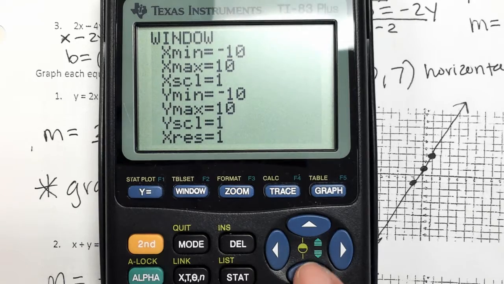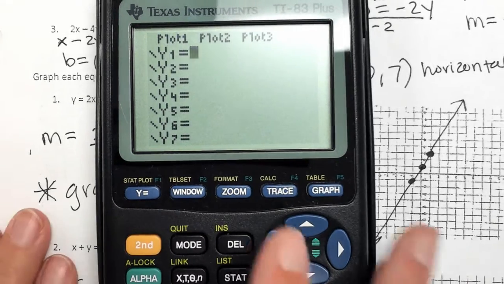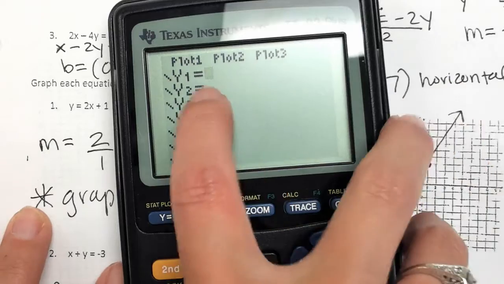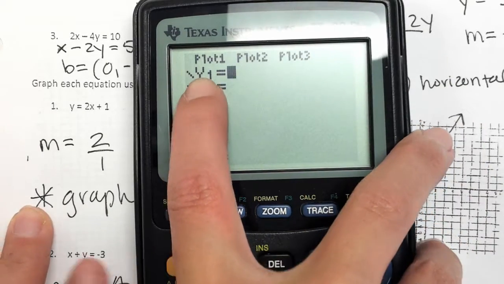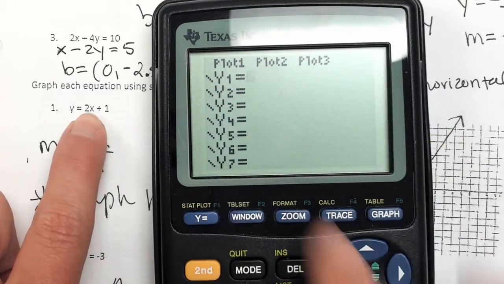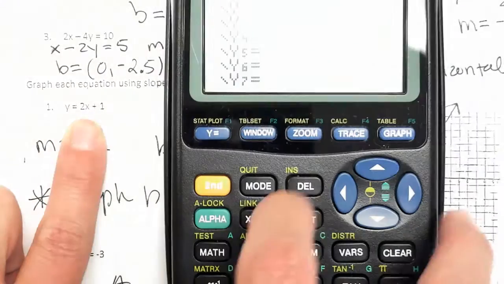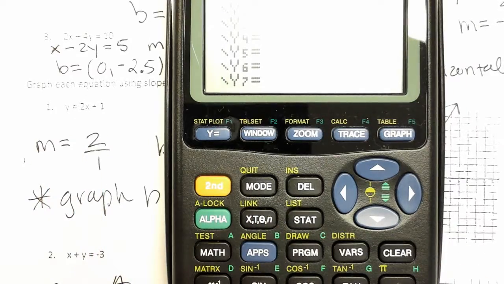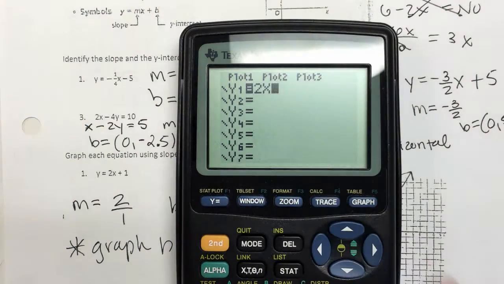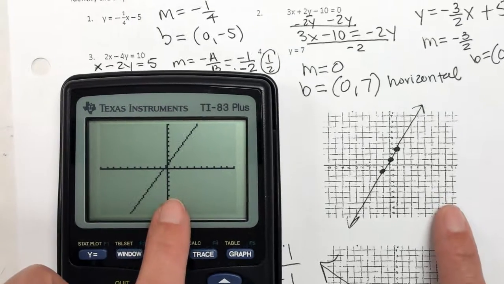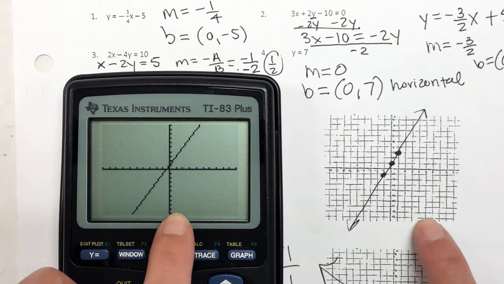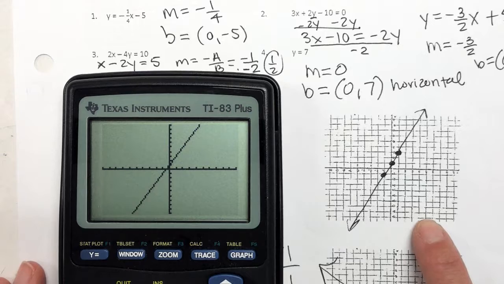Everybody's good with that? Hit y equals. Again, these have to be in slope-intercept form because this has y by itself, right? So let's type in 2x. So you just hit the number 2. The x button is this one right here. So hit x, and this is what it should look like in your calculator. Then +1 for this problem. Then hit graph. See how these look exactly the same? So that's how you see if you graphed it correctly.